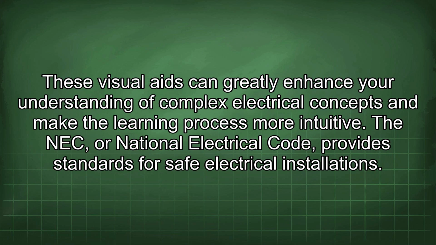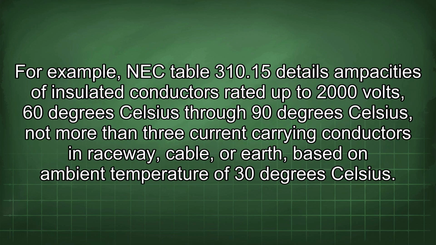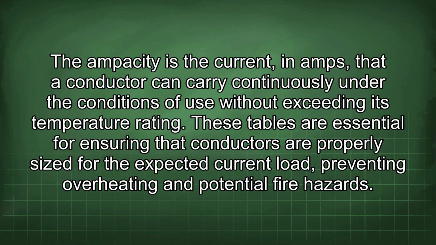The NEC, or National Electrical Code, provides standards for safe electrical installations. For example, NEC Table 310.15 details ampacities of insulated conductors rated up to 2000 volts, 60 degrees Celsius through 90 degrees Celsius, not more than 3 current-carrying conductors in raceway, cable, or earth, based on ambient temperature of 30 degrees Celsius. The ampacity is the current in amps that a conductor can carry continuously under the conditions of use without exceeding its temperature rating.